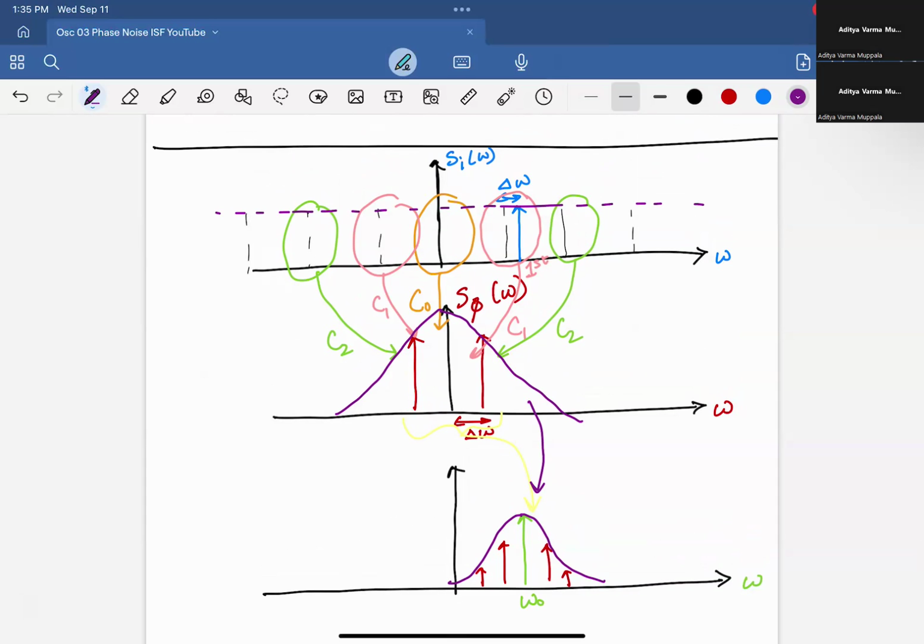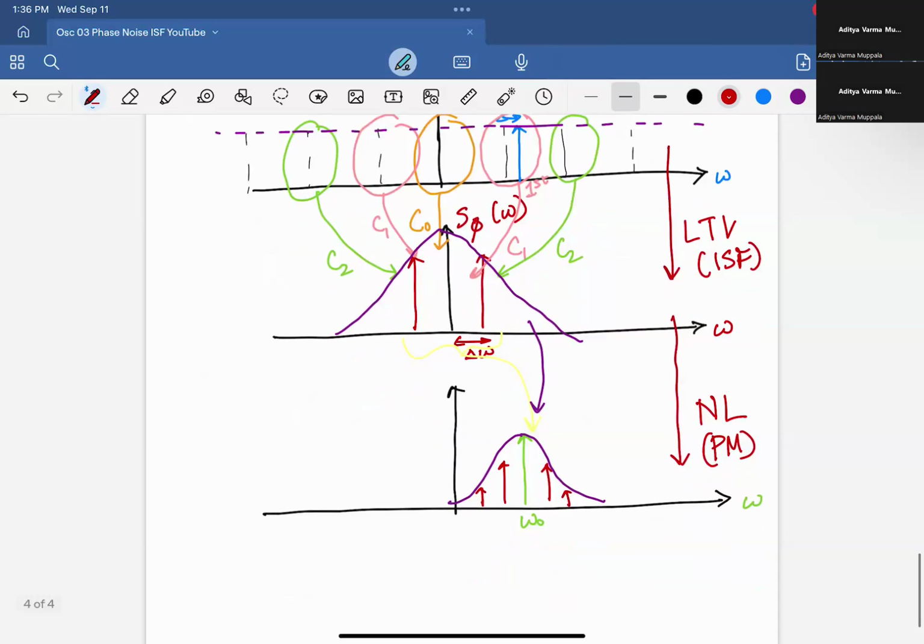So you have two processes. You have the first process, which is linear time varying, and then the second process, which is nonlinear, right? And this is phase modulation essentially, and this is the ISF.